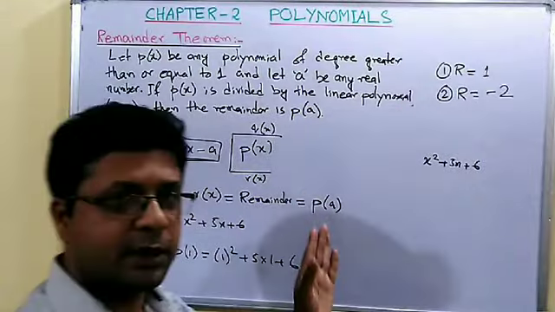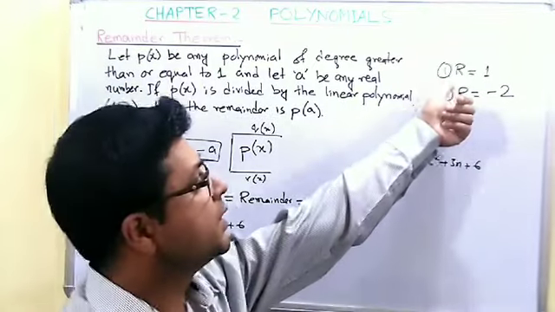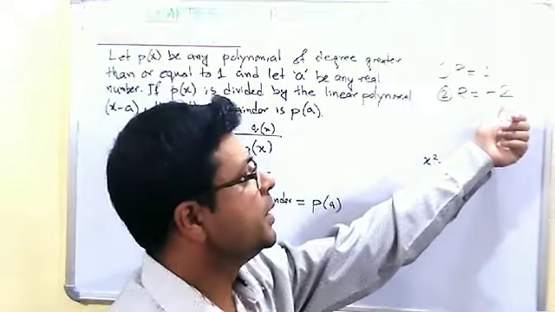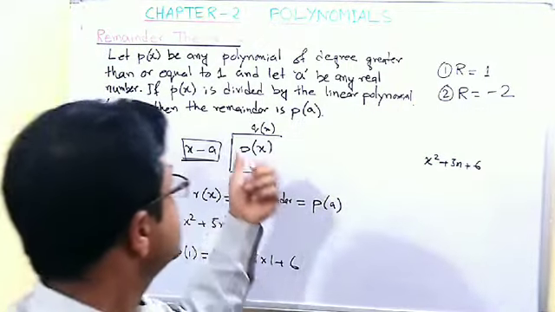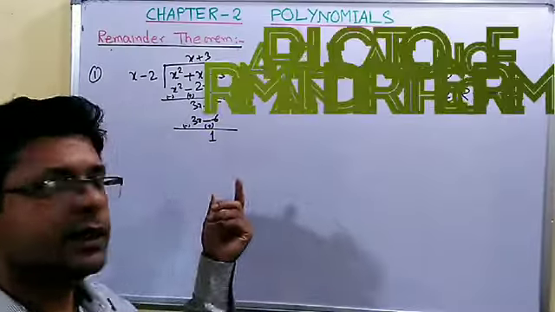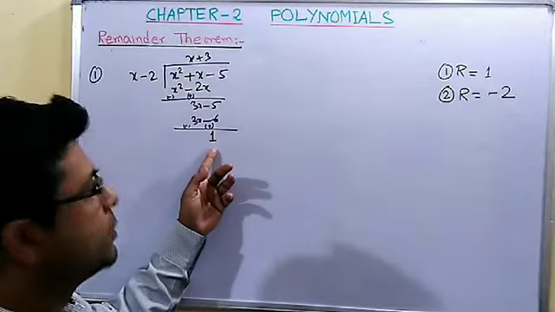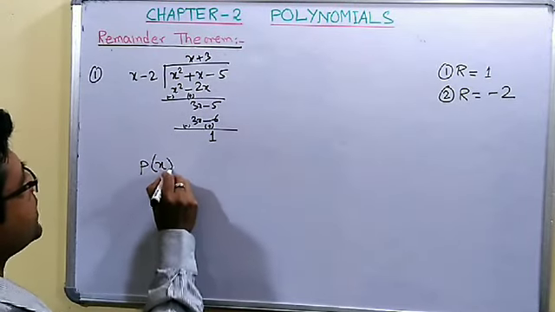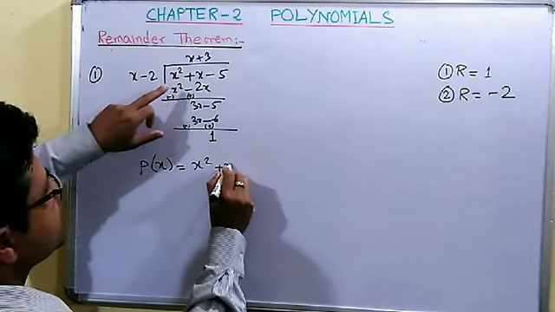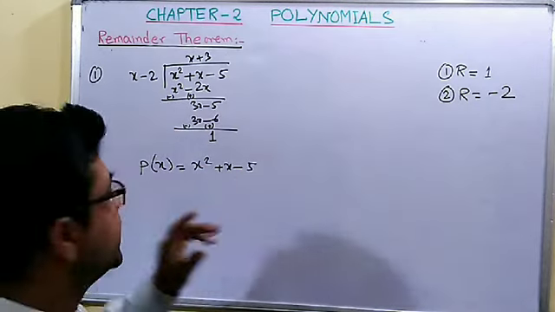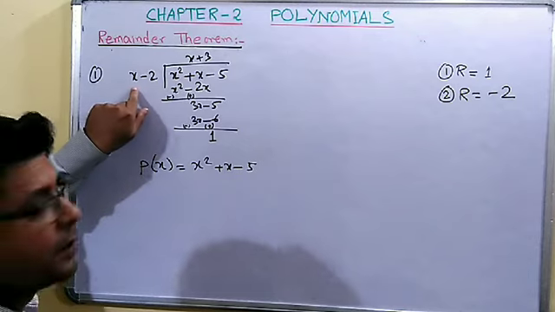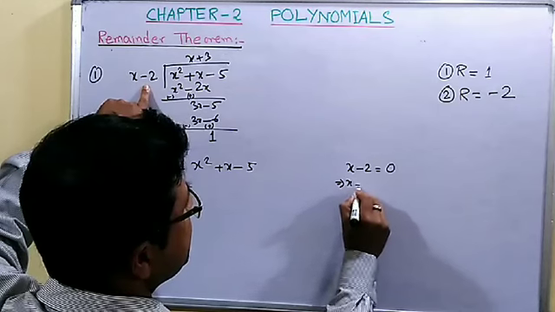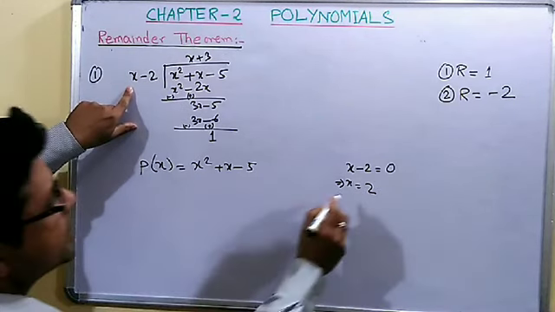Now, let us see the proof, whether we really get it or not. In the first sum, the remainder was 1. And in the second sum, the remainder is minus 2. Let us check by this remainder theorem. So the first sum, and the remainder was 1. Now let us apply the remainder theorem. What is the polynomial here? P(x) is x square plus x minus 5. What is the 0 of x minus 2? If you cannot say directly, we put it like this. The 0 of this divisor is 2.